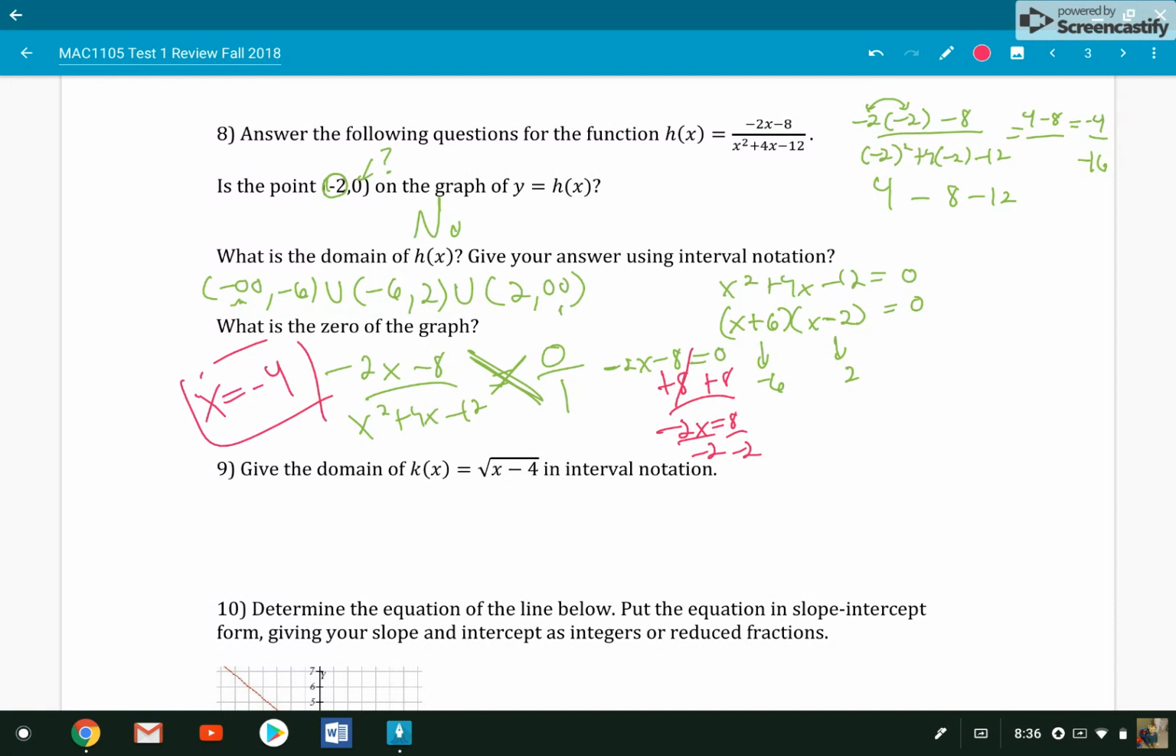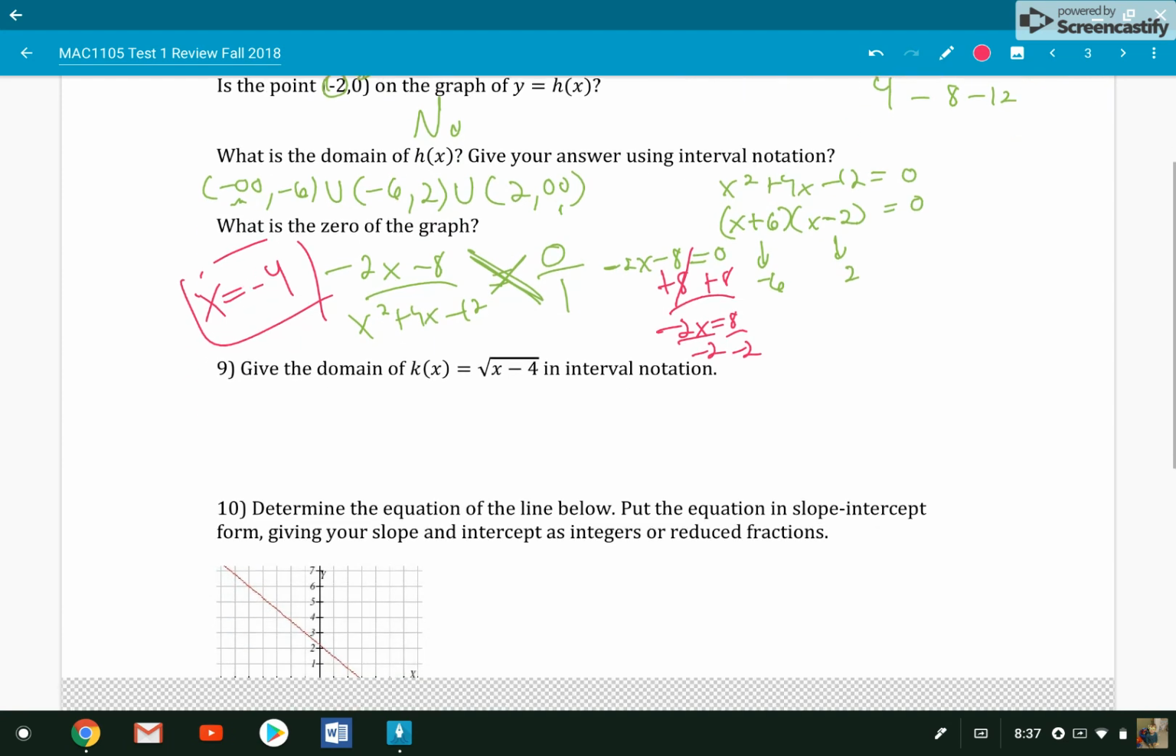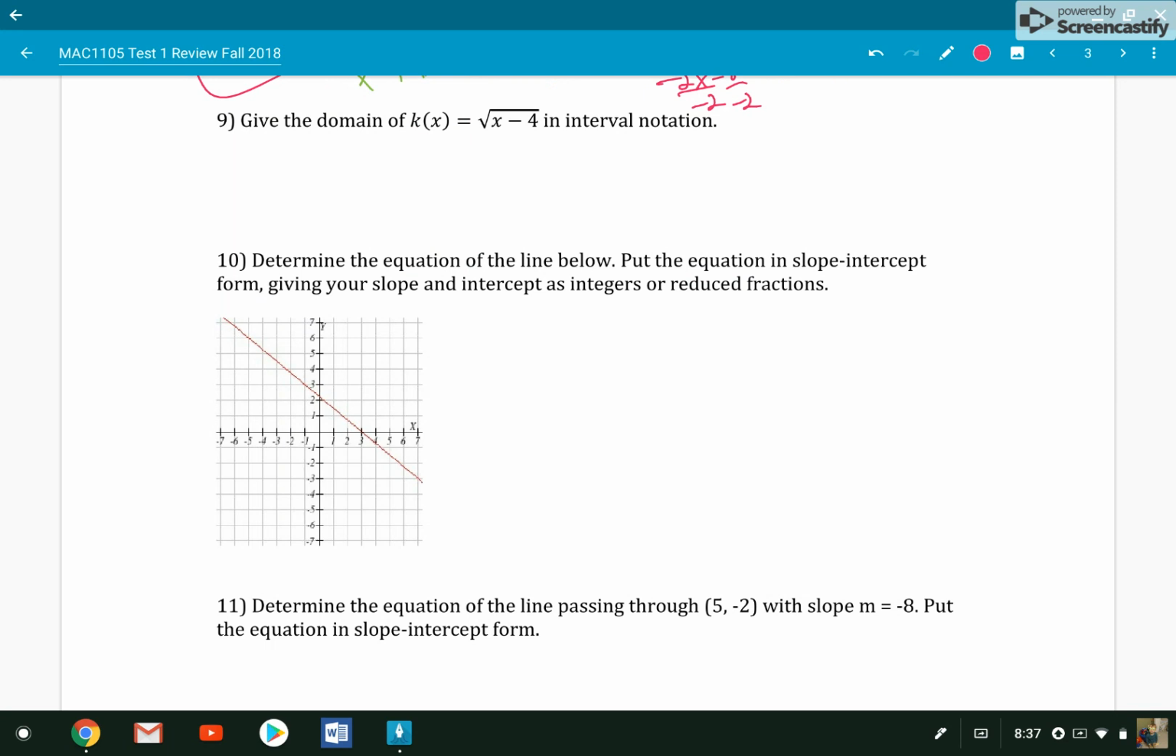Number 9, another domain question. Give the domain of this function k of x that's equal to the square root of x minus 4. With these rationals, you want to see what makes the bottom 0 and avoid those numbers. For these square roots, you want to take what's underneath the square root and set it greater than or equal to 0. You don't want a negative under the square root because that leads to imaginary numbers, not real solutions. So we say those imaginaries aren't in their domain.